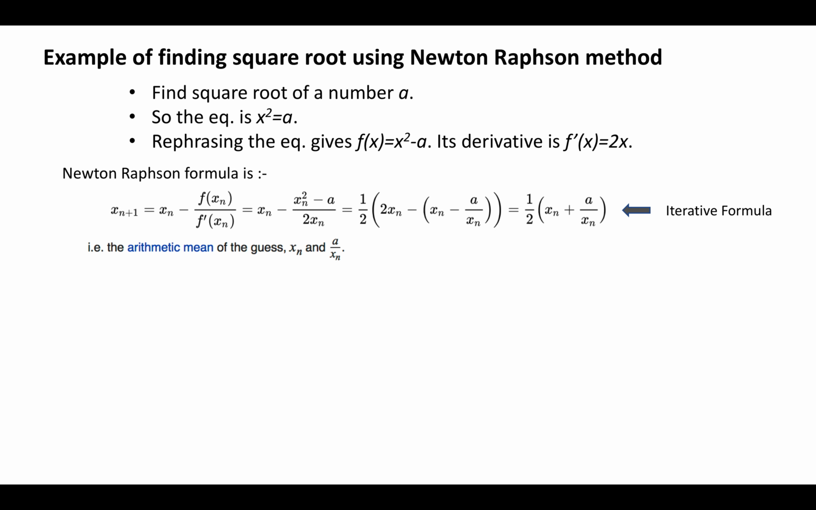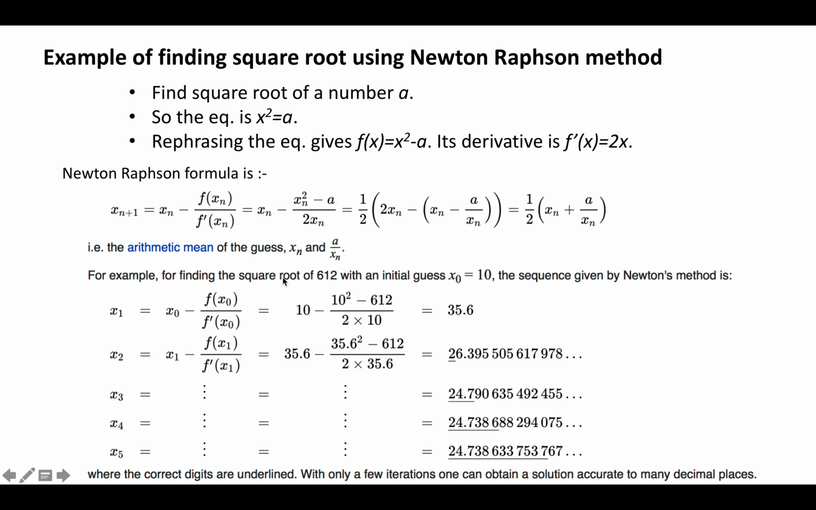Then suppose we have to find the square root of a number a is equal to 612 and our initial guess is 10. So x0 is 10. Now if we apply the Newton-Raphson method, x1 comes out to be, substituting x0 is equal to 10 in the function and its derivative, 35.6. So we are using the Newton-Raphson direct formula. You can also use the recursive formula.